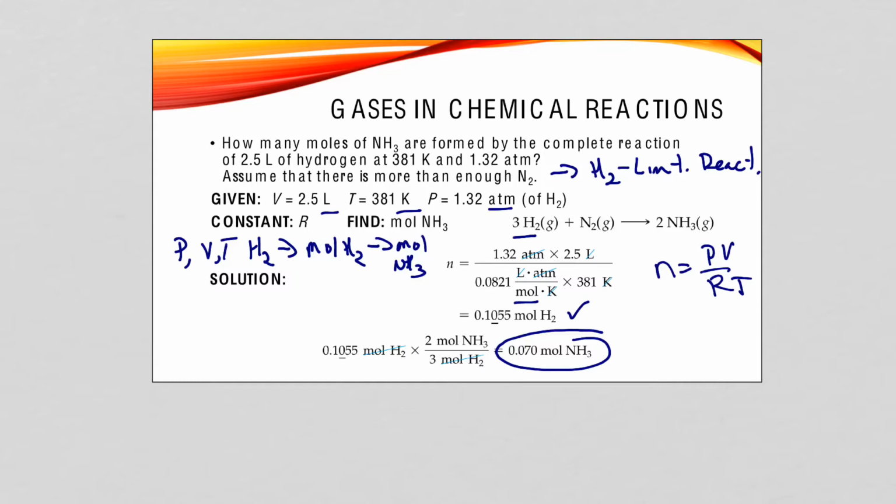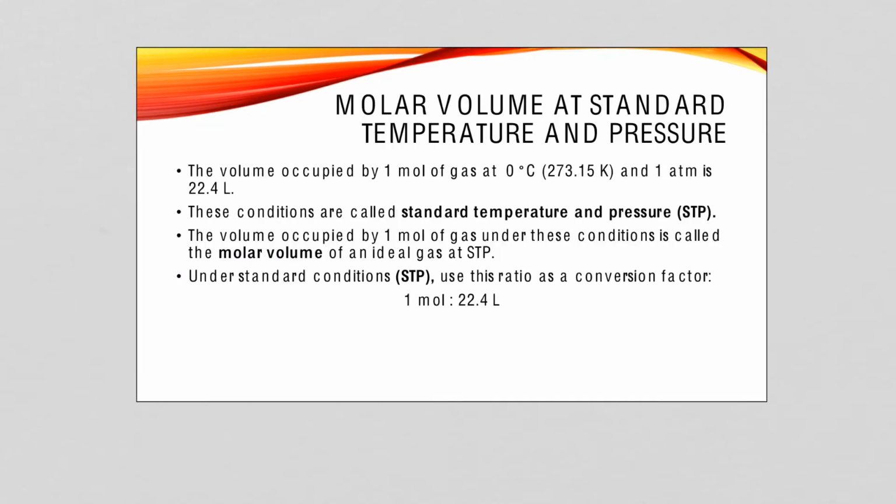So that's an example of how we can use the ideal gas law as part of a stoichiometry problem. At this point, I want to talk about just a couple other concepts that we have with gases. So we're going to look at something called molar volume, and the standard temperature and pressure for a gas.